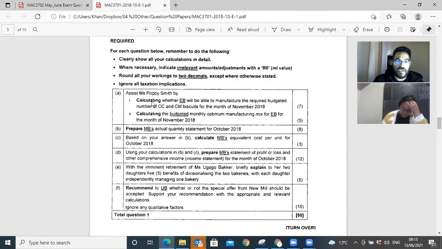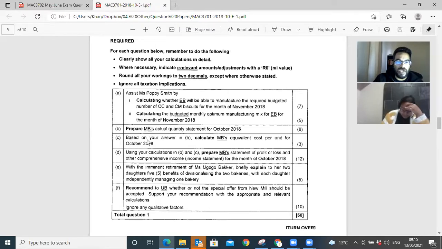So they say calculate whether they'll have the required number, okay? Then they say calculate the budgeted monthly optimum manufacturing mix for EB for the month of November 2018. There's an optimum mix, so that is where the optimization comes in. They say prepare MB's actual quantity statement for October 2018. So they want an actual quantity statement. So there's actual information for October 2018. If they just say October 2018, it means for the month of October 2018. So now you're going to look for actual information for October 2018.